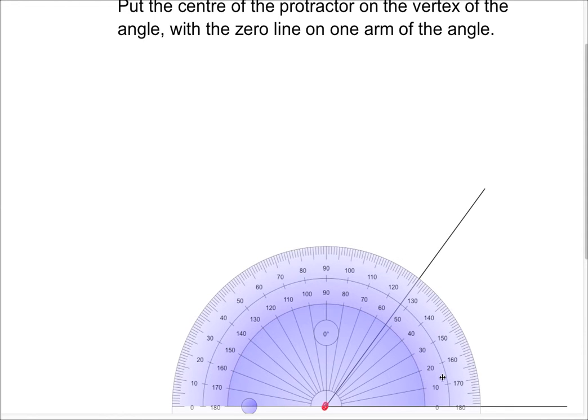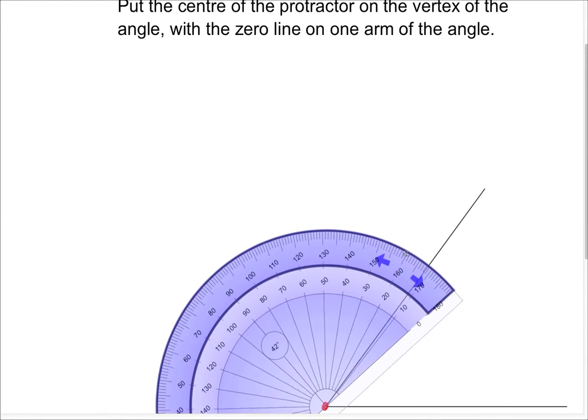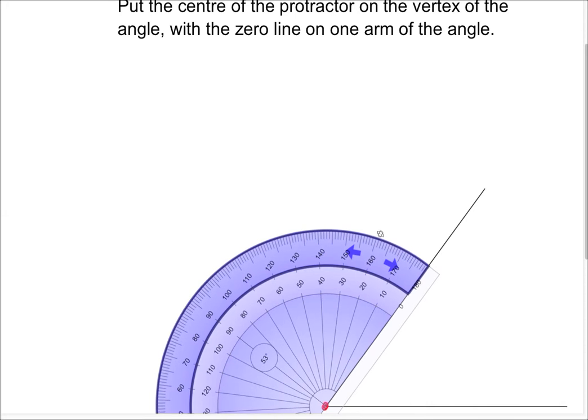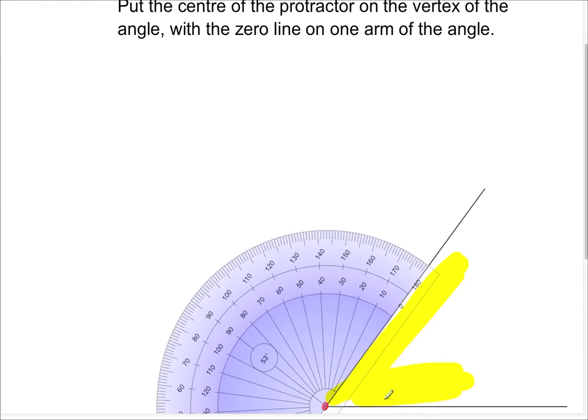Now, how do I know I've got it on the right arm? Well, if you had put it on this arm, we couldn't measure the angle because the angle is not inside the protractor. You got to make sure that this angle, I'm going to color it in yellow, this angle that's in here, it has to be inside the protractor or we can't measure it. So if you accidentally put it on the wrong arm and it's not in there, you may have to switch it around a little bit.